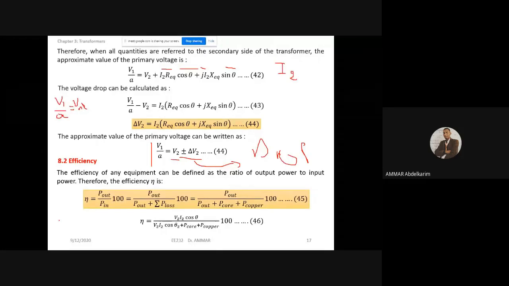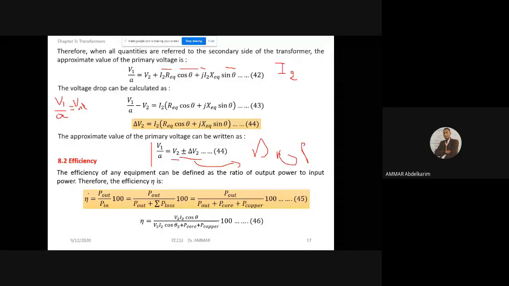The meaning of the efficiency, as we say in Arabic, المردودية. So how much this transformer gives us compared to what we give it. We give the transformer a power in the input, so how much is the output power according to the input power. The efficiency never exceeds 100% because we are not in the ideal transformer.